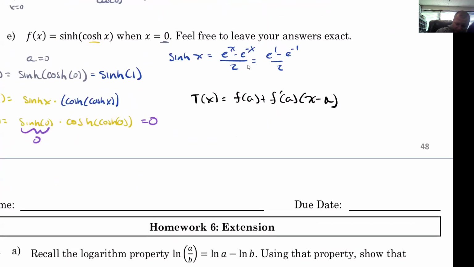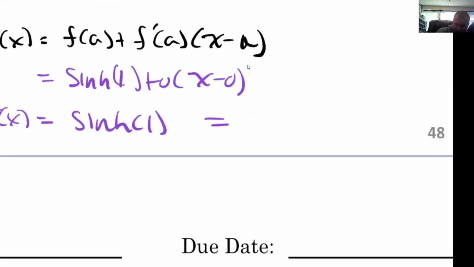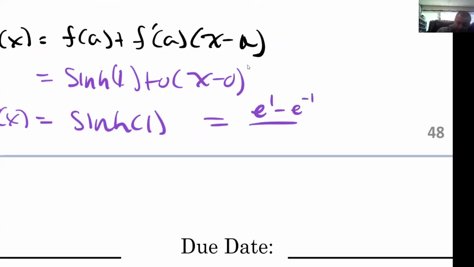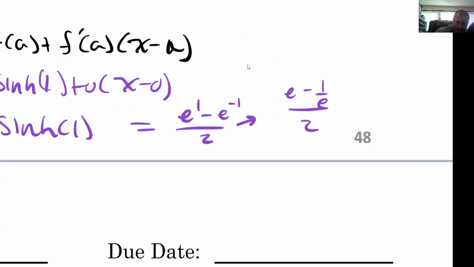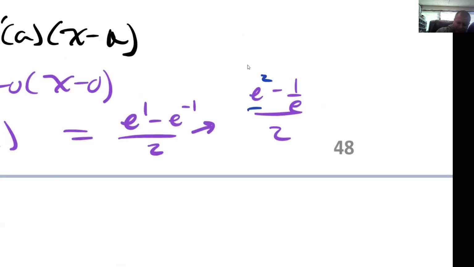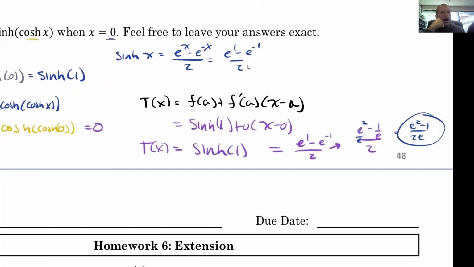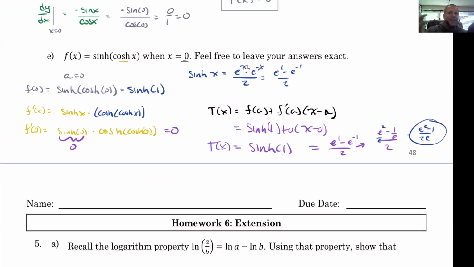Right, so f of a we found was the sinh of 1 plus 0 times x minus 0. So our tangent line is just going to be the value of the sinh of 1, or if we were being fancy again, e to the first power minus e to the negative first power over 2. And if we were being really, really fancy, we can say this is e minus 1 over e over 2. We can get some like terms in the denominators, right? E squared over e, so e squared minus 1 over 2e, like that would be the value of the tangent line.